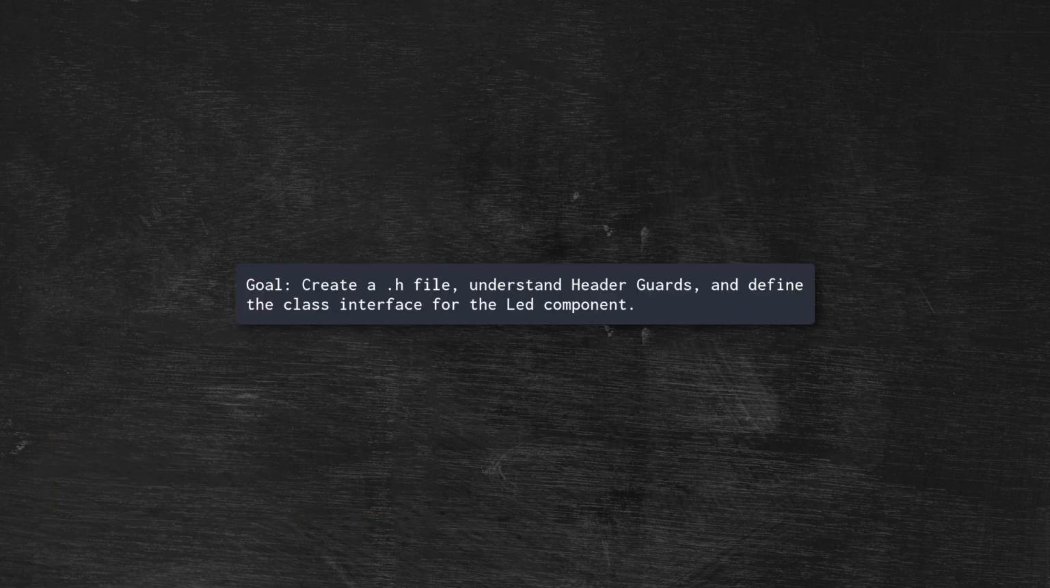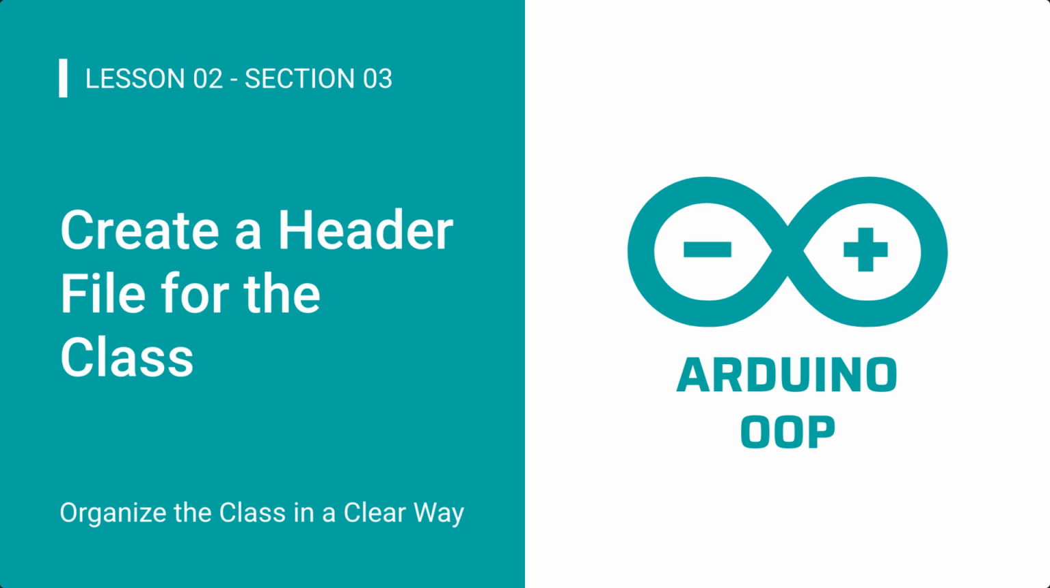In this lecture, we start our organization journey by creating the header file. Think of the header file as the interface or the menu of your class. It tells the compiler and other developers what your class can do, without showing how it actually does it. A header file usually has a .h extension. Its primary job is to hold the class definition, including the attributes and the function prototypes. It acts as a contract between your class and the rest of your program.